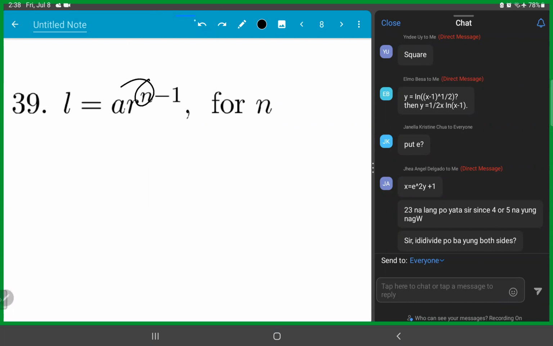What do you do? You try to put other things beside, na nakaharang, para si n ay madaling makuha. Anong gagawin natin? Lahat ng terms, ilipat natin sa kabila para si n lang ang matitira. Pero siyempre, exponent siya. So, we need to isolate that term, in other words. So, what do we do? We divide by a, both sides, thus transferring a to the other side.